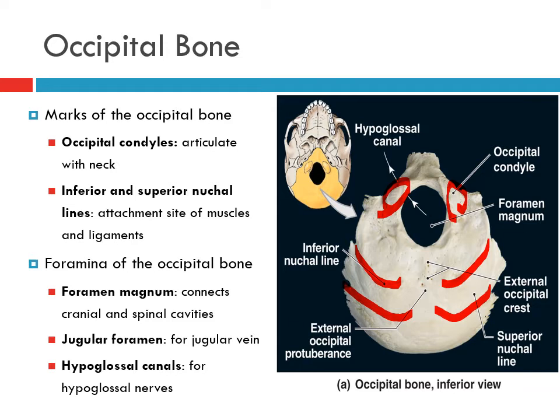As the muscles come up your neck, they have to attach into your skull to hold your skull back so that you can look straight ahead. If you didn't have muscles in the back of your neck, your head would just flop down and you'd look at the floor all the time. So the muscles in the back of your neck are going to attach to those superior and inferior nuchal lines. And then the foramen I want you to know is this foramen magnum, which is this large hole in the center for the passage of the spinal cord.